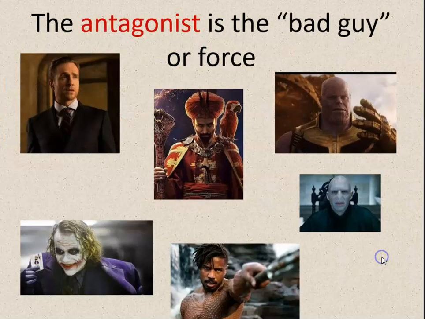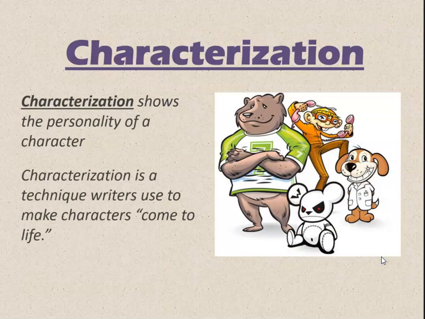And then the opposite of that is our antagonist. This is the bad guy. Sometimes it's a generalized force depending on your type of conflict. Now with these characters we have something that's called characterization. Characterization is what shows a character's personality, shows what they're like, and it's what writers use to bring your characters to life, and create people in your story that are memorable, that you don't forget.